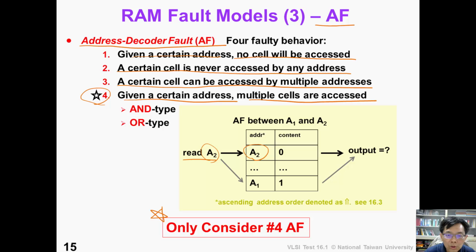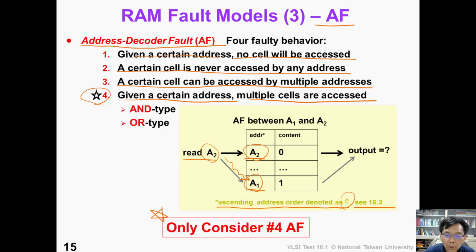And due to the address decoder 4, we also accidentally access address A1. Please note that address A1 is lower than address A2. This is because we use this upward arrow to indicate an ascending address order. Please see video 16.3 for more details.